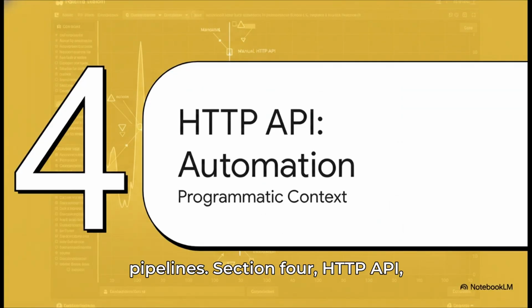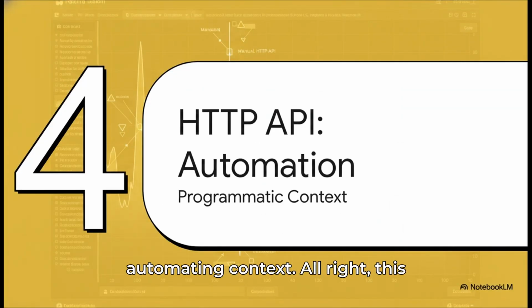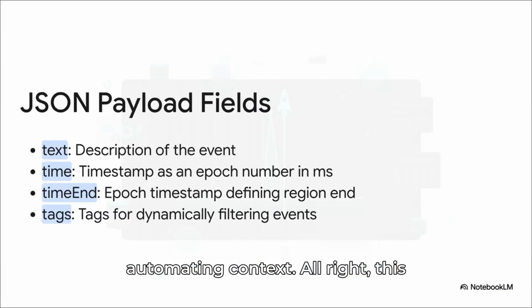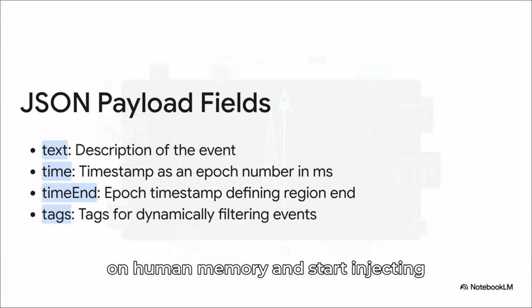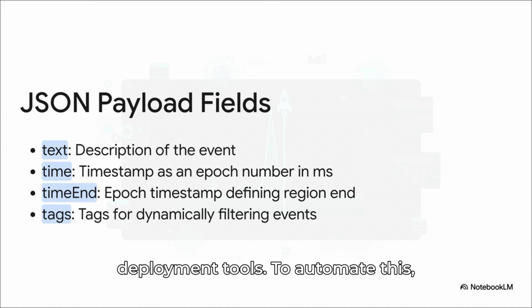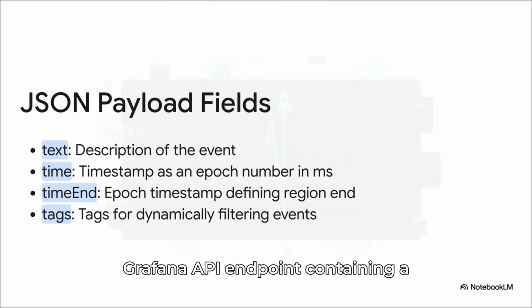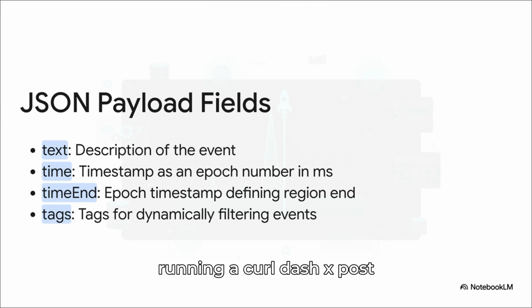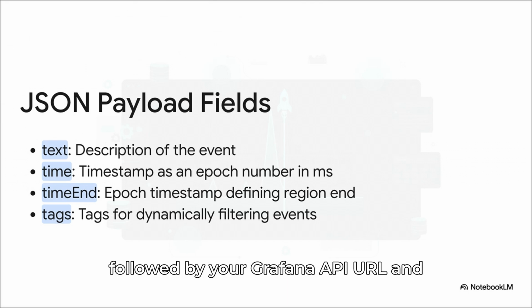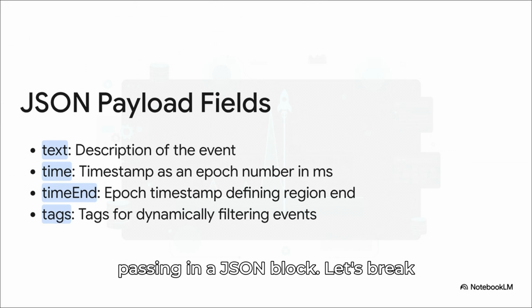Section 4. HTTP API, automating context. All right, this is where it gets really fun. This is where we stop relying on human memory and start injecting context straight from our deployment tools. To automate this, you just execute a standard curl POST request to the Grafana API endpoint containing a specific JSON payload. Imagine running a curl -X POST followed by your Grafana API URL and passing in a JSON block.